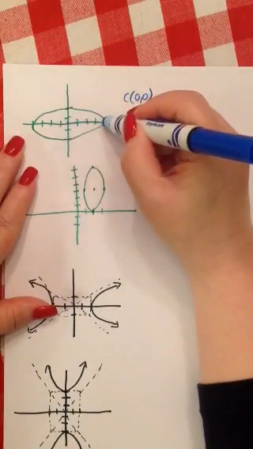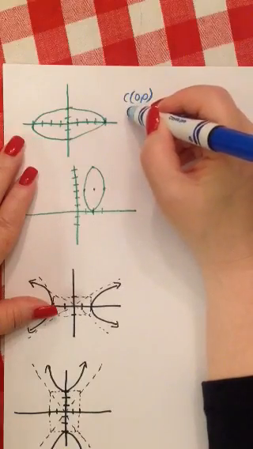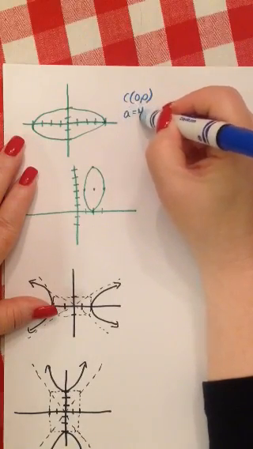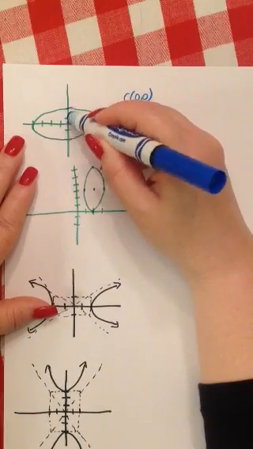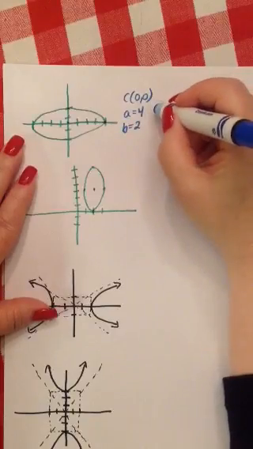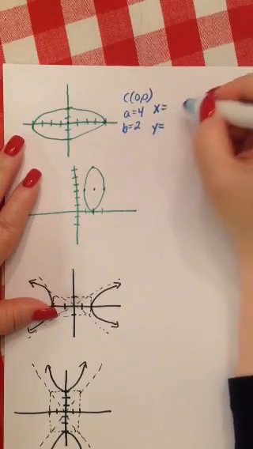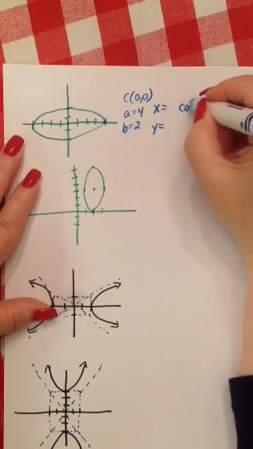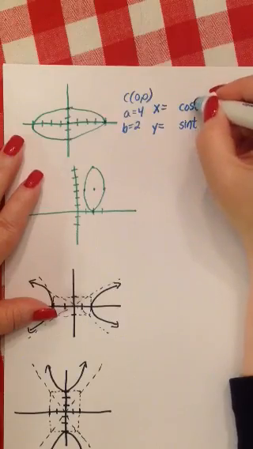Distance from center to the endpoint of the major axis is 1, 2, 3, 4. So that lets me know A is 4, and B is the distance from the center to the endpoint of a conjugate axis, and apparently B is 2. So when you write your parametric equations, you always go x equals, y equals. Cosine always goes with x. Sine always goes with y in all the round things, okay?